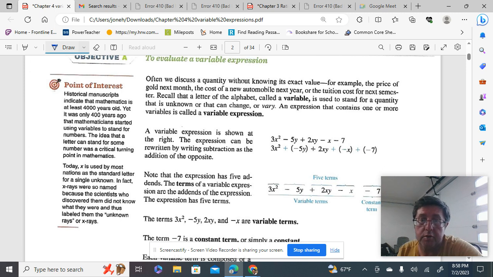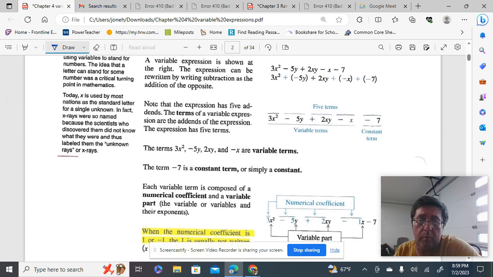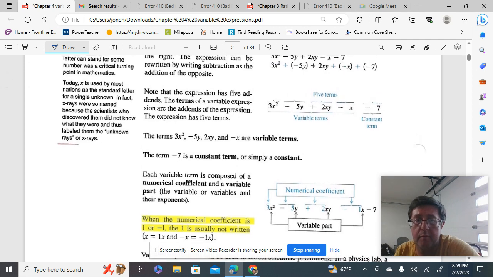A variable expression is shown at the right. The expression can be rewritten by writing subtraction as the addition of the opposite. Like I said, guys, before, I'm really not worried about you changing minus 5 to plus -5. It's possible. It's just, to me, kind of excessive. It works when you're doing it by hand. It sometimes helps you to understand what you're doing, but I don't find it to be that helpful.